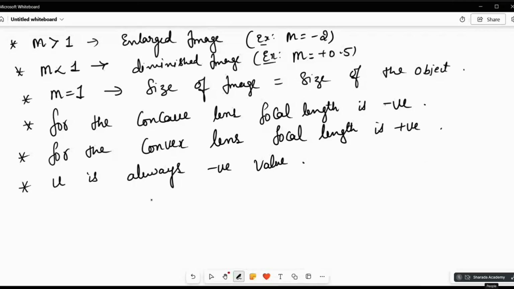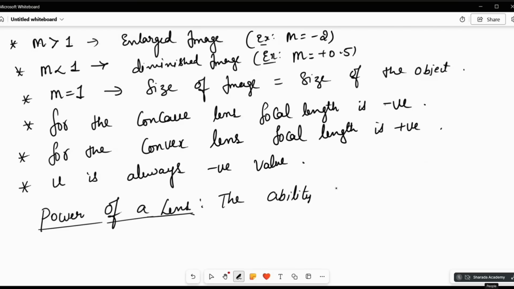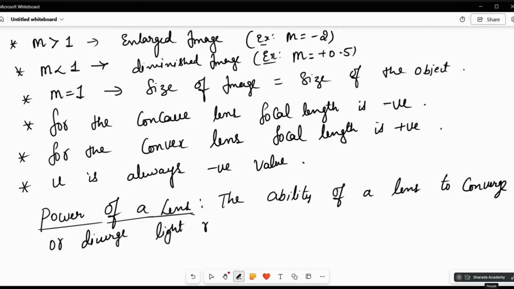Write down that. Power of a lens. The ability of a lens to converge or diverge, how much it can converge or how much it can diverge, that ability we call the power. The ability of a lens to converge or diverge light rays is called the power of the lens.